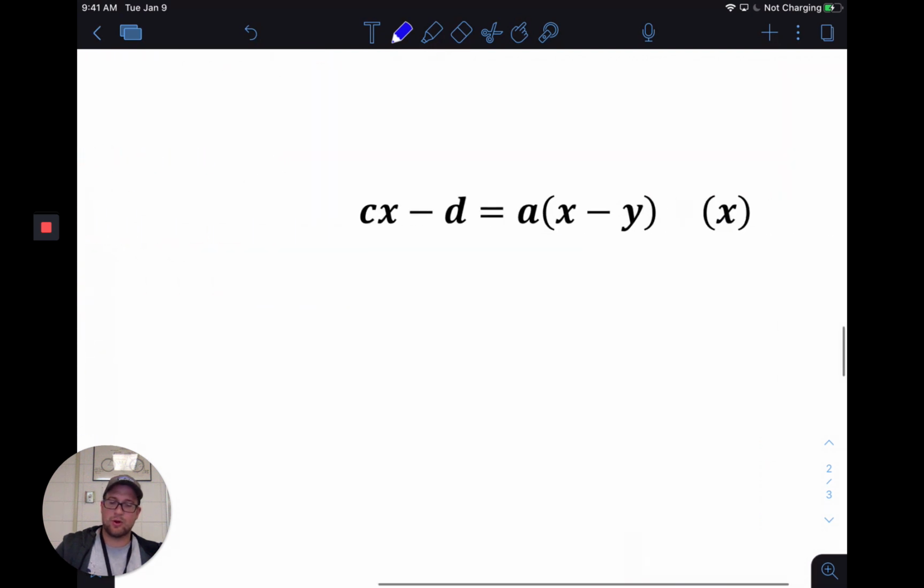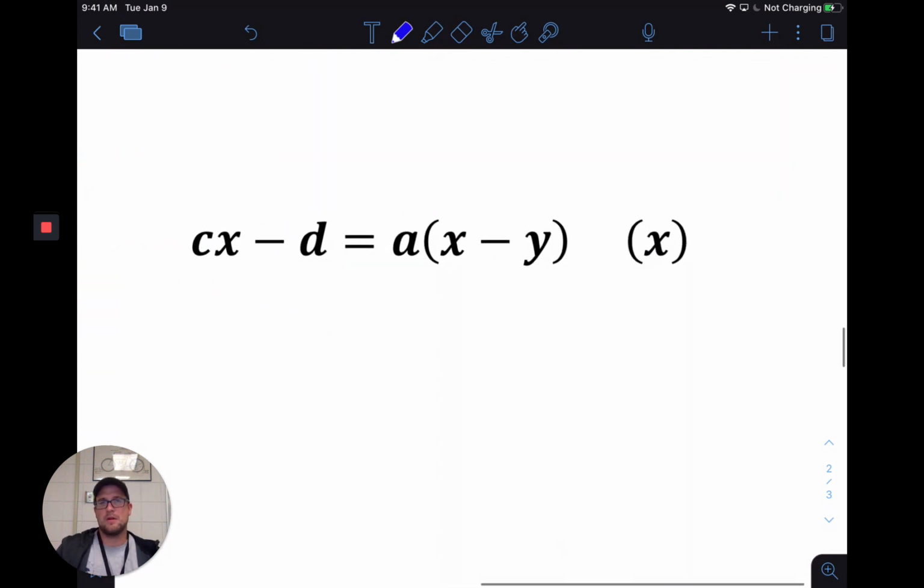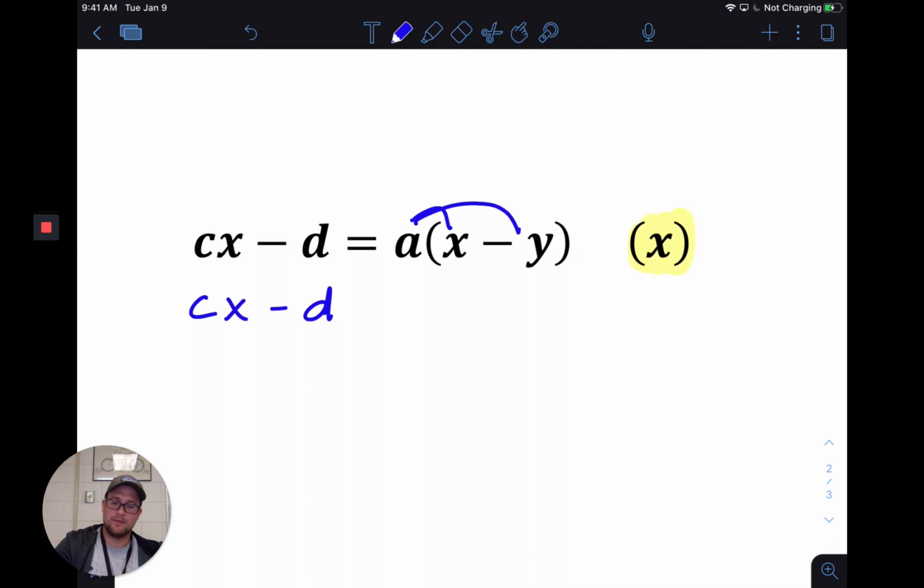Great job. Here's another one where factoring is going to play a role. So in this problem, we are looking to solve for x. So we are going to start that problem by first distributing. When I do that, I will have cx minus d is equal to ax minus ay.